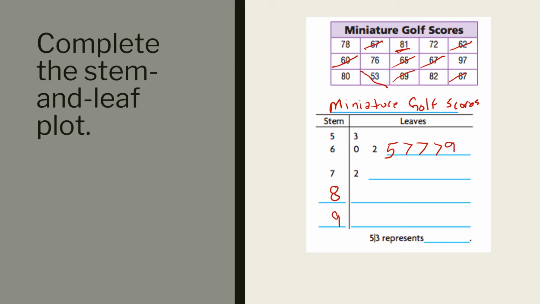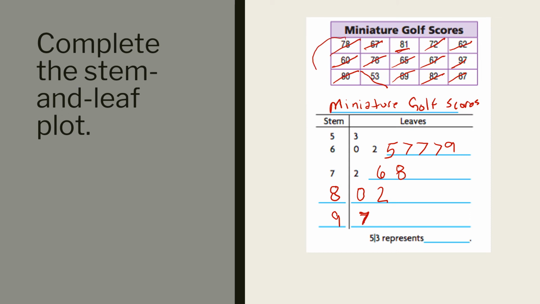and that's it. Then we go on to 70s. A 72 is already written for us. Now I have a 76 and a 78. So 76 and a 78. And then the 80s, there's an 80, an 82, and then a 97.